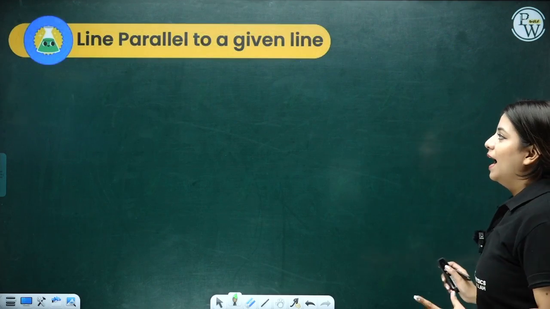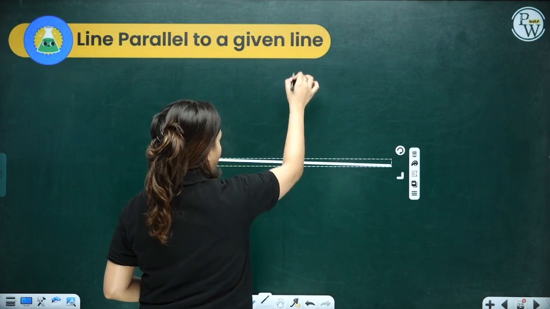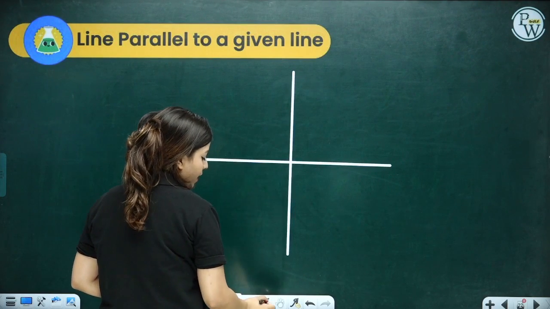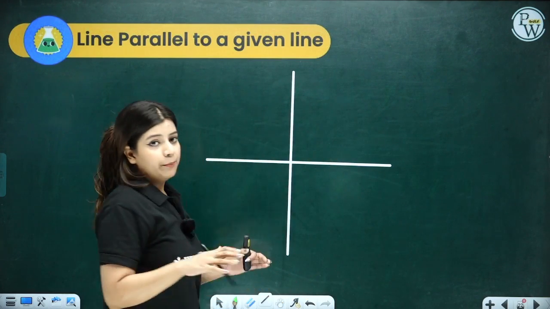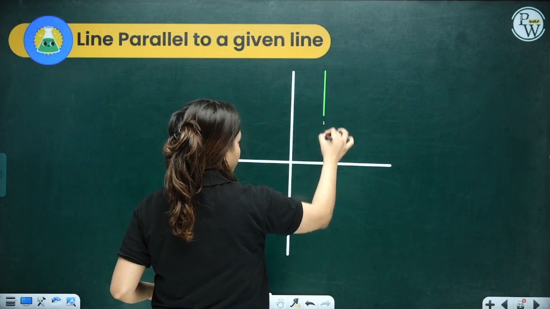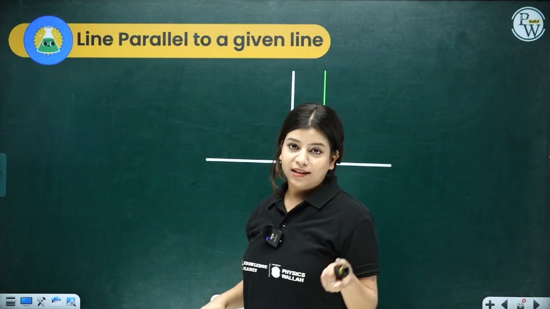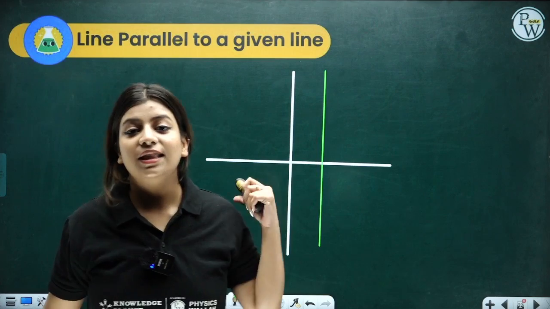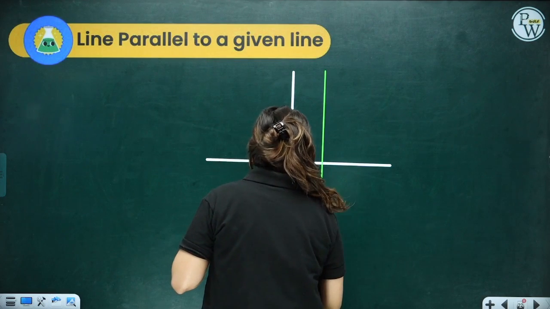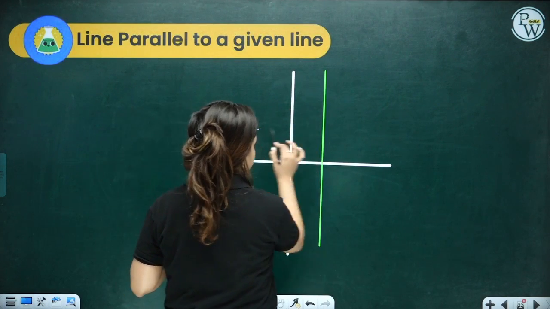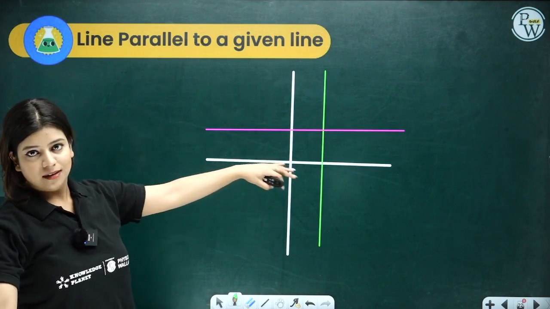The next thing, lines parallel to a given line. All right. So for example, this is your x-axis and this is your y-axis. When you draw certain lines, for example, you have drawn a line in this format, right? You can clearly see that this particular line is parallel to your y-axis. And for example, if I draw any other line, for example this pink line, you can see that it is parallel to your x-axis, right?